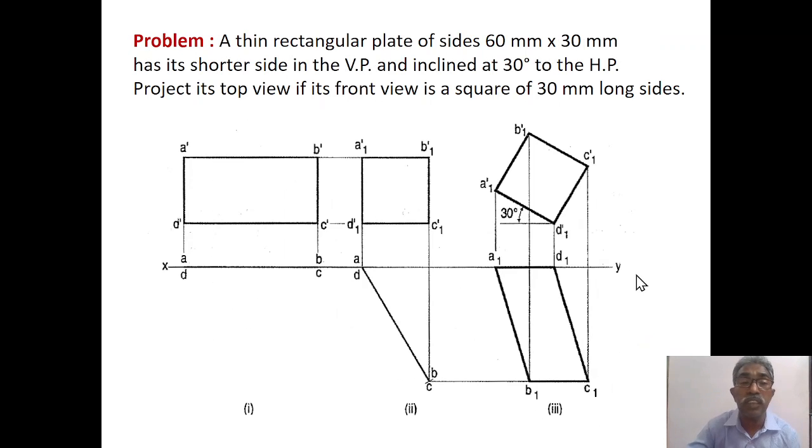Take one more equation. A thin rectangular plate of sides 60 millimeter and 30 millimeter has its shortest side in the vertical plane. Here, a rectangular plane is given having sides of 60 and 30. The sides are unequal. The longer side is 60 millimeter and the shortest side is 30 millimeter.